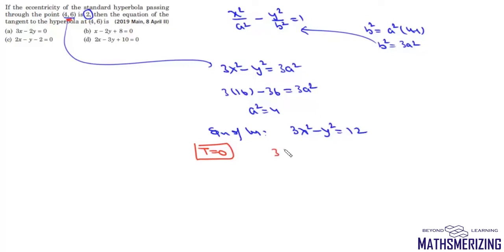So there will be 3, and then in place of x², we'll get 4x, minus 6y, and it will be equal to 12. So this equation will be 2x − y − 2 = 0, and that's your option number C.